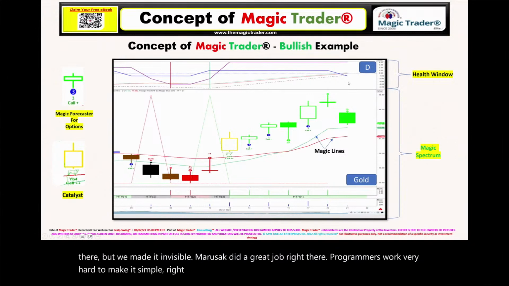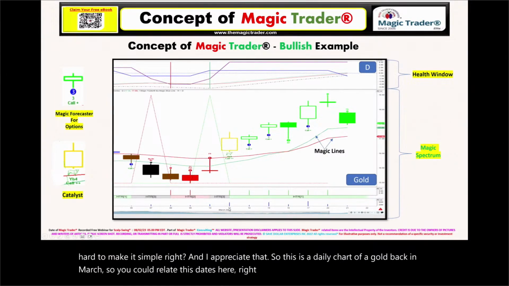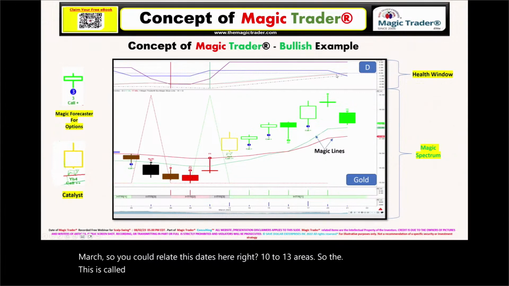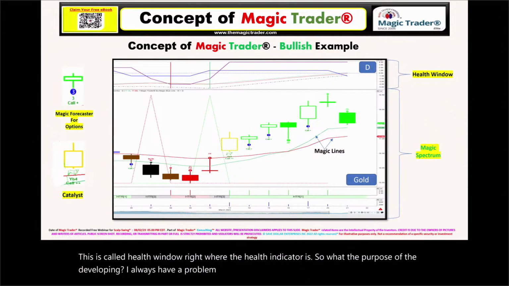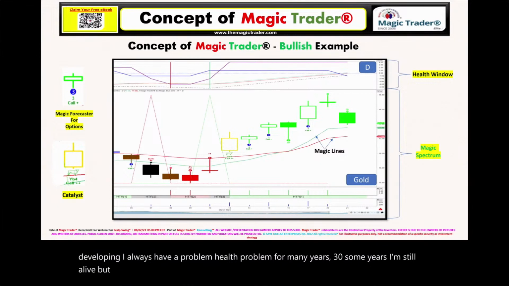And I appreciate that. So this is a daily chart of gold back in March, so you can relate these dates here, right? 10 to 13 areas. This is called the Health window, where the Health indicator is. So what was the purpose of developing it? I have had a health problem for many years, 30-some years. I'm still alive, but I go to a cardiologist and this guy and that guy.